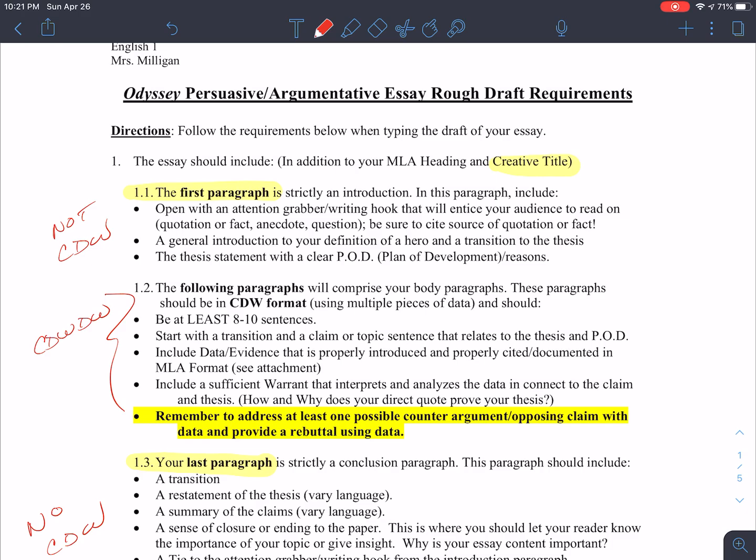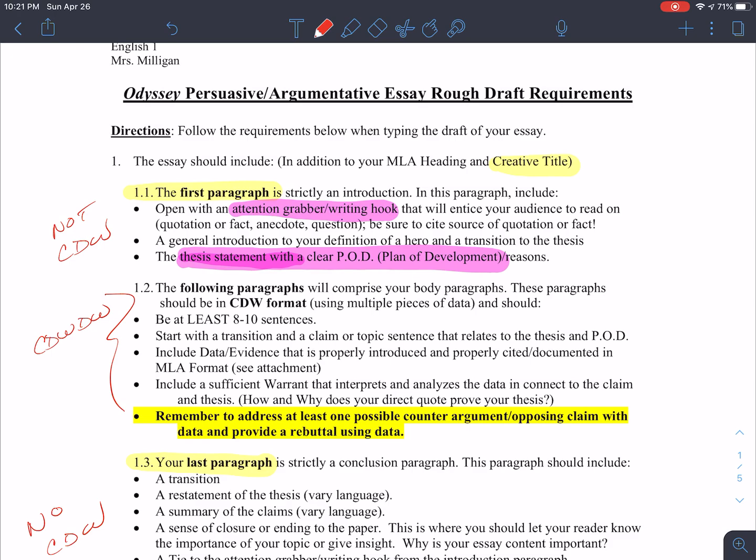Now, on your outline worksheet, you already brainstormed an attention grabber, okay? And you also have a thesis statement, right? So really, all you really need to include are these pieces here, right?